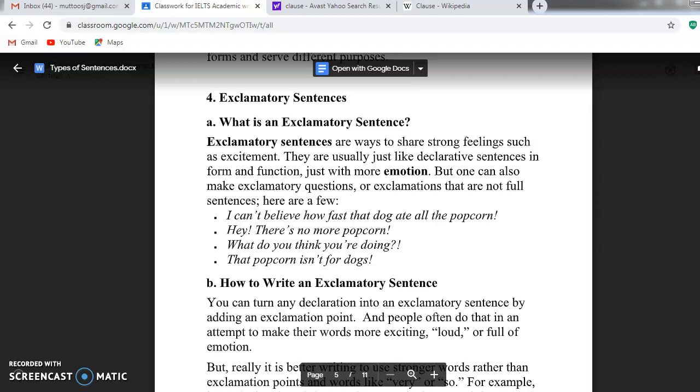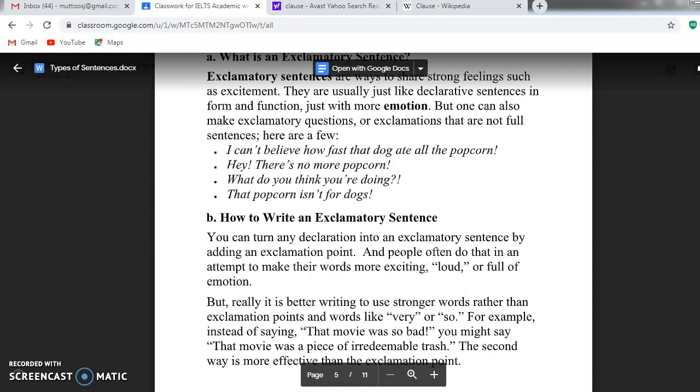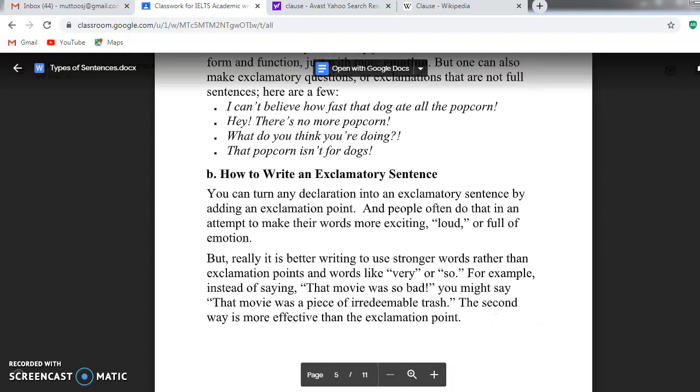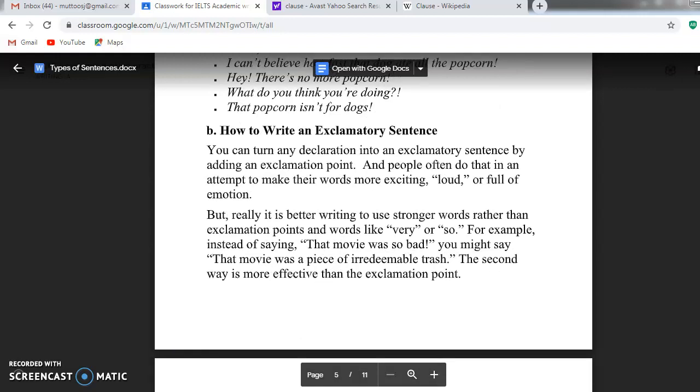Next, exclamatory sentences. If you want to share strong feelings such as sadness or excitement, then exclamatory sentences are formed. Example: hey, there is no more popcorn. You can turn any declaration, that is, a declarative sentence, into an exclamatory sentence by adding an exclamation point.